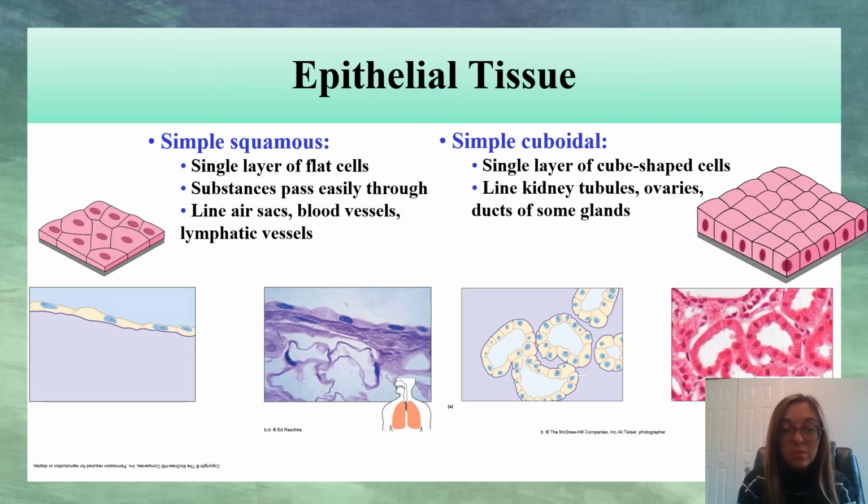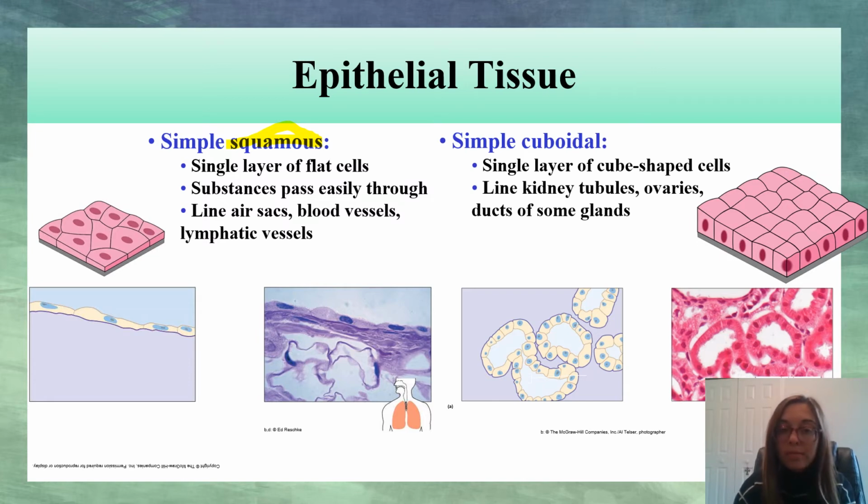Okay, let's talk about some specific types of epithelial tissue. So now both of these types on the screen say simple. Anytime you see simple, that means there's just a single layer of cells. Okay, so simple squamous is a single layer of flat cells. Now, squamous means flat. Since they are flat and only one layer, substances can pass easily through them. So it makes sense that they would line areas like air sacs where oxygen and CO2 need to exchange, blood vessels for materials to exchange across, and lymphatic vessels.